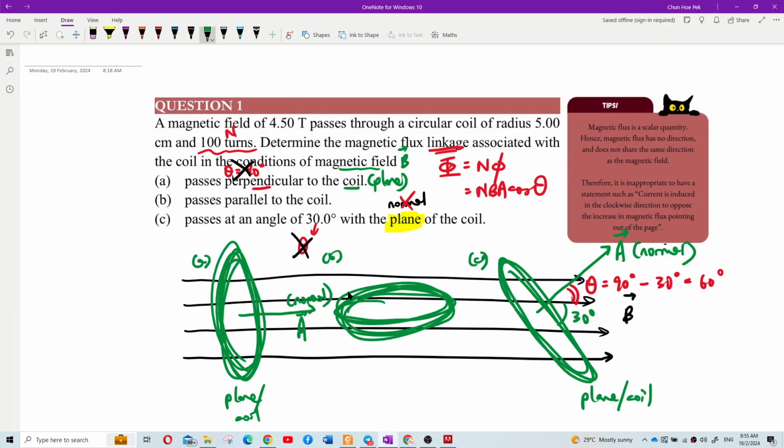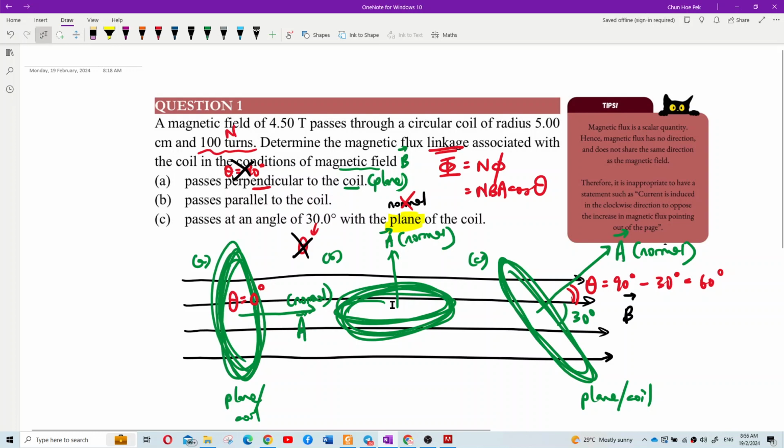If the second one, this is the normal. Draw the normal first. You must always draw the normal first. Okay. So then only can you see the angle theta. Actually for the first one, the angle theta is not 90 degrees. The angle theta is 0, because the area and the magnetic field are parallel, so theta is 0.